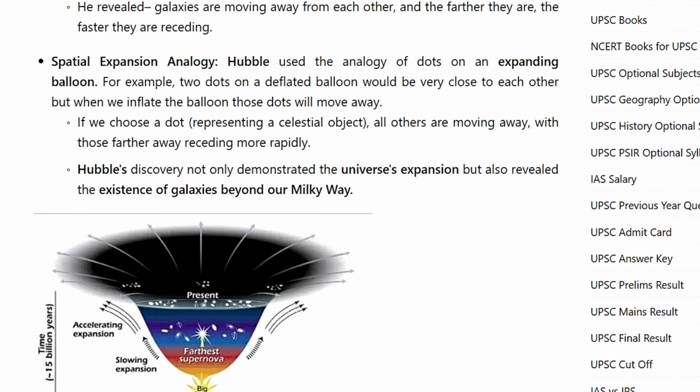Spatial expansion analogy. Hubble used the analogy of dots on an expanding balloon. For example, two dots on a deflated balloon would be very close to each other, but when we inflate the balloon, those dots will move away. If we choose a dot representing a celestial object, all others are moving away, with those farther away receding more rapidly. Hubble's discovery not only demonstrated the universe expansion but also revealed the existence of galaxies beyond our Milky Way.